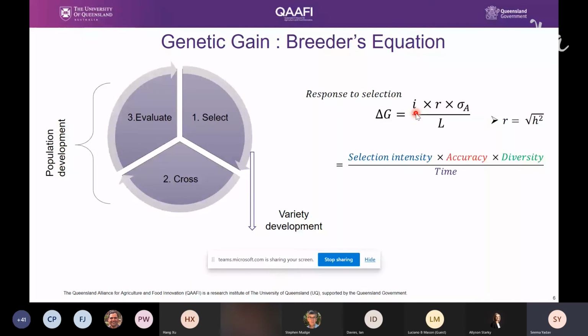and the components of this breeder's equation: i represents the selection intensity, which is the proportion of selected parents for the next selection cycle. And r represents, if we go for phenotypic selection, the square root of heritability. And sigma A represents how much genetic variation exists in the population. And L is the breeding cycle.